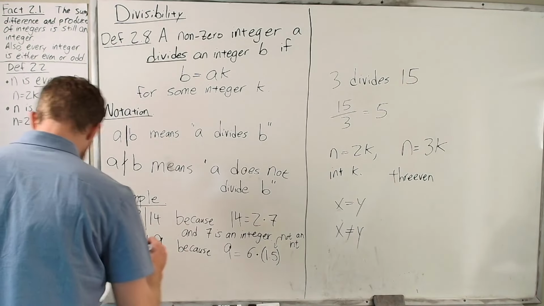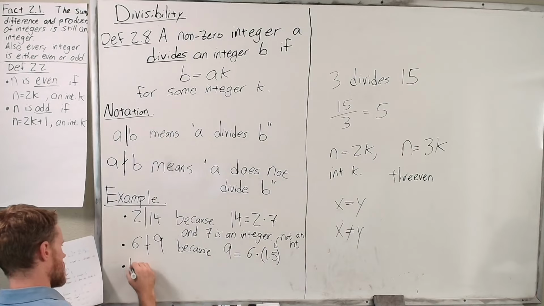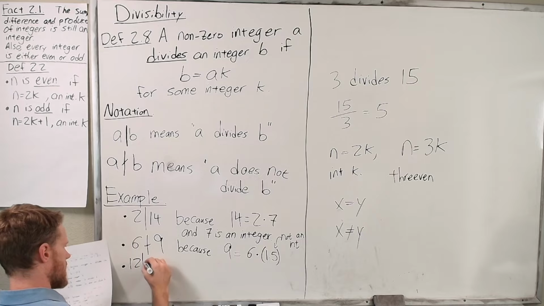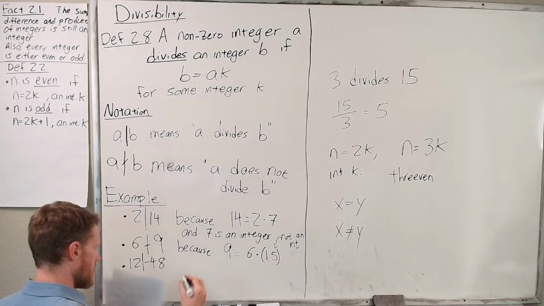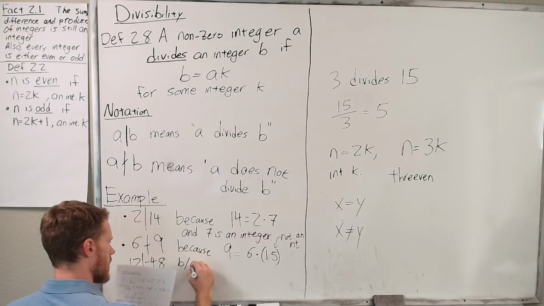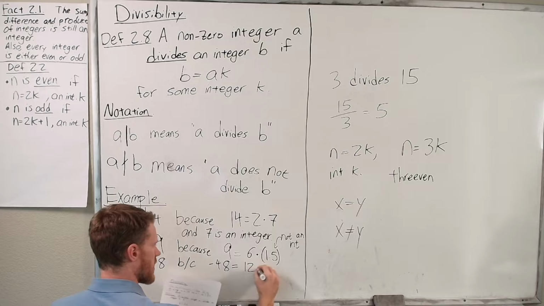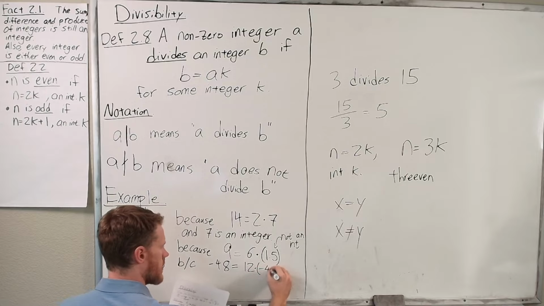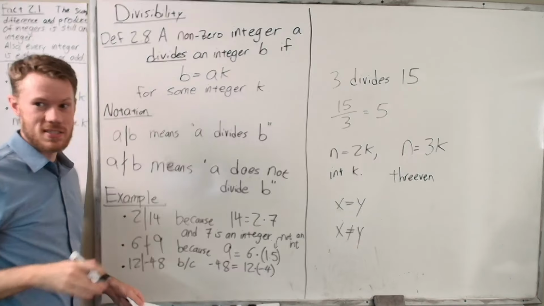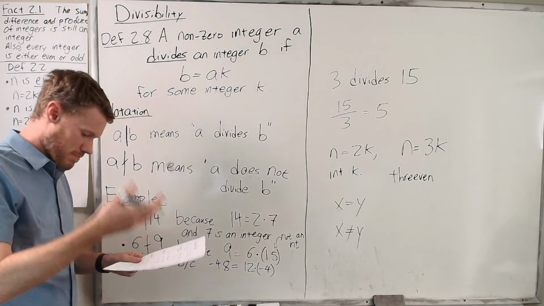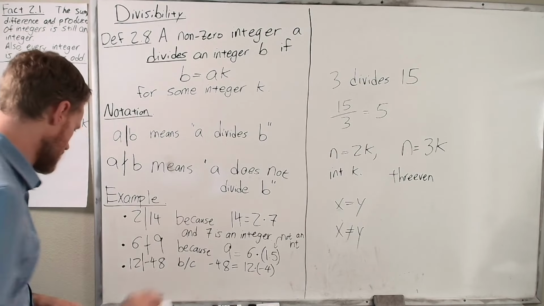And we could do others. Let me see if I can put a couple more in here. So we have 12 divides negative 48. Somebody asked, does it work for negatives? Well, yes, it does. The reason is because negative 48 equals 12 times negative 4. Negative 4 is an integer, right? This only says integer. It doesn't say positive integer. So negative 4 is an integer. So yes, 12 does indeed divide negative 48.